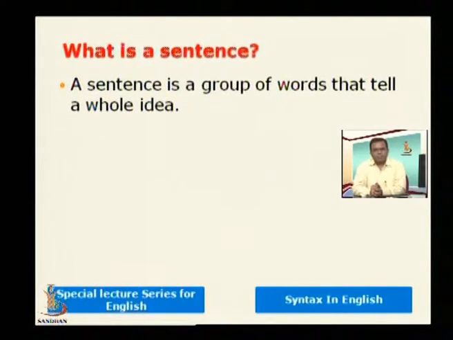What is a sentence? A sentence is a group of words that tell a whole idea. But not only a group of words, a group of such words which are arranged in a specific order according to the purpose with which the idea is being expressed. For example, if I want to acquire information, I have to ask a question.